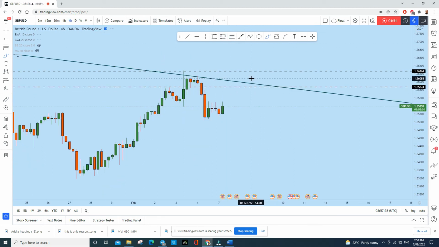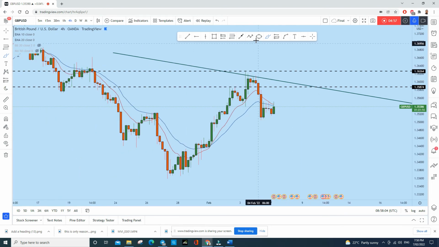Let's see the 4-hour time frame. On the 4-hour, we are expecting to see a possible head and shoulders pattern. This pattern could develop here or could develop here.